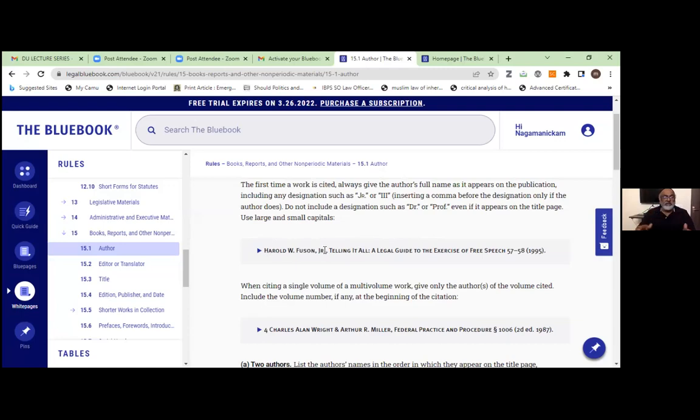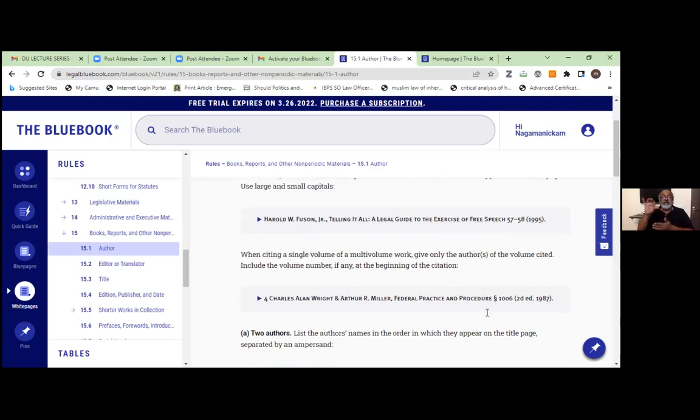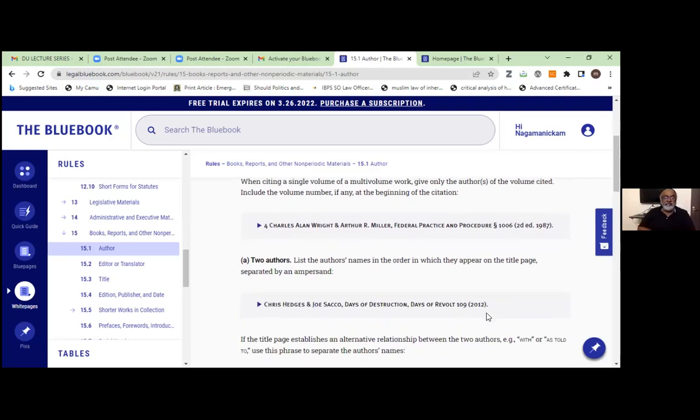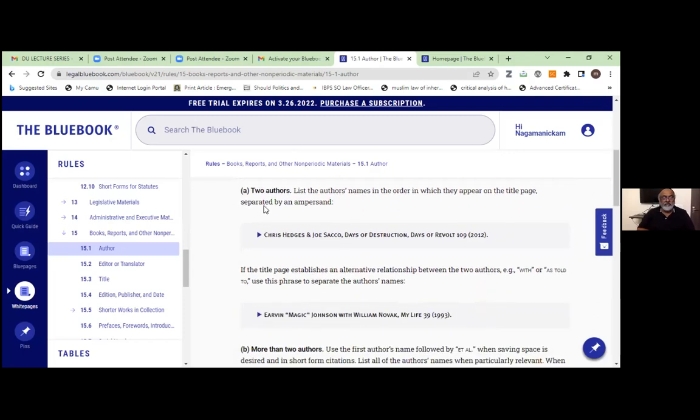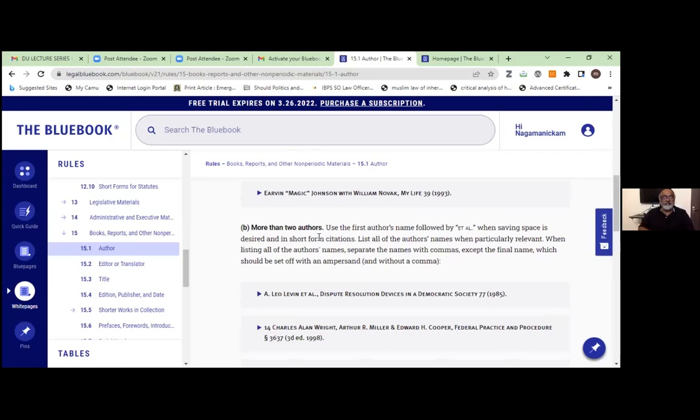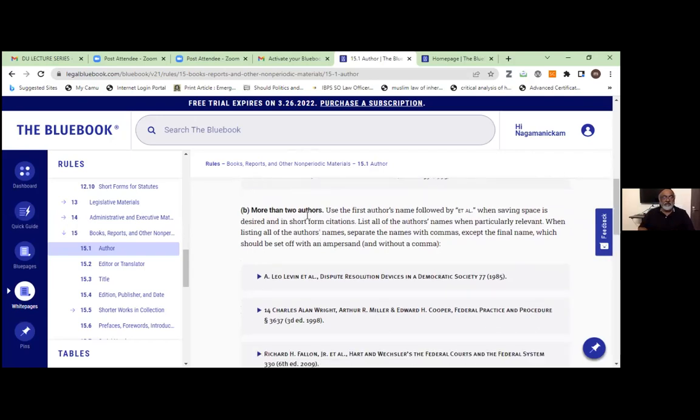So first, the name of the author with the designation, and then follows the title, whatever you are referring to, the title of the article, whatever the author has written. And then 57, 58, here it shows the page numbers and the year. 1995 is the year. Similarly, if there are two authors, you just put an "and" over here. And if there are more than two authors, you just put the symbol et al.